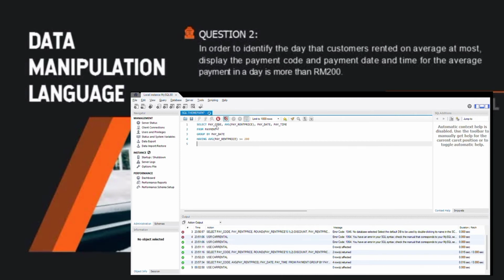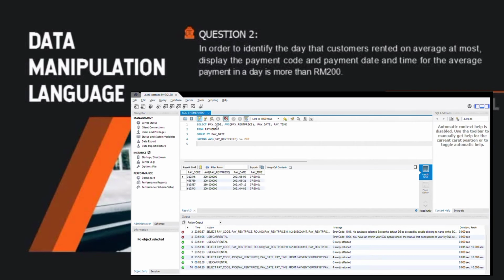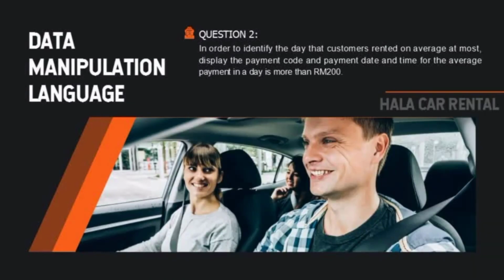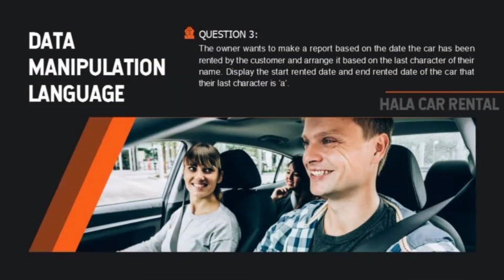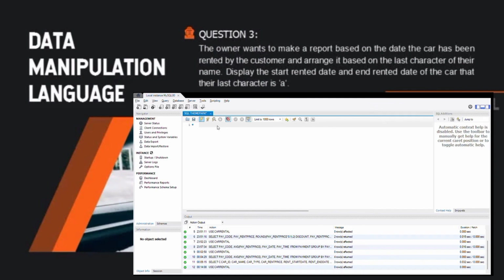So the display will look like this. Alright. We go to the third question. The owner wants to make a report based on the date the car has been rented by the customer and arrange it based on the last character of their name. Display the start rent date and end rent date of the car that their last character is A.